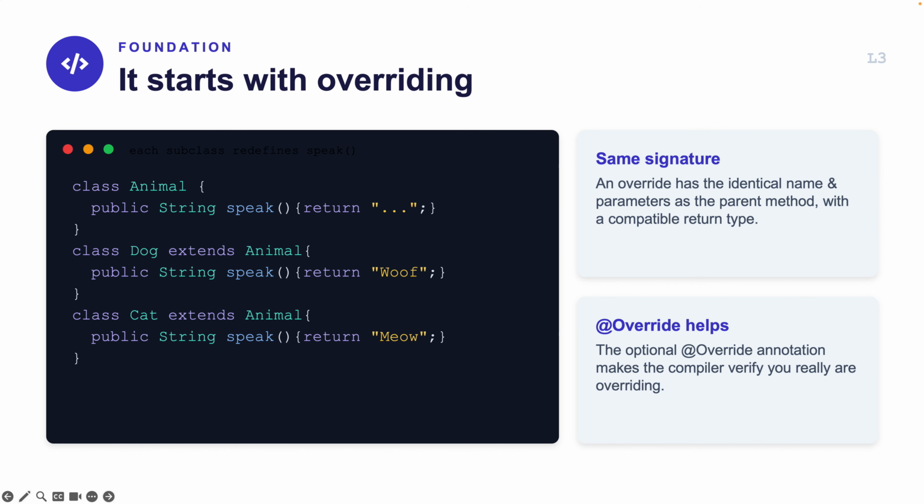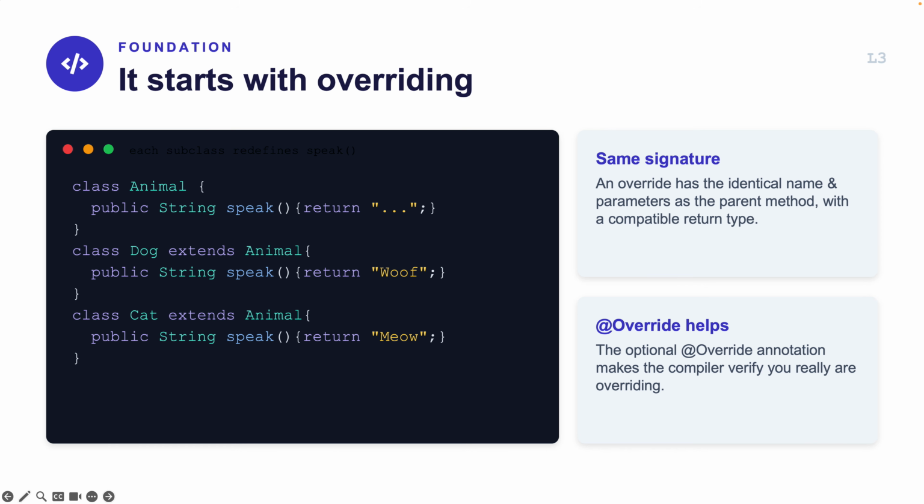Polymorphism doesn't happen by itself. It's built on method overriding. Overriding is when a subclass provides its own version of a method that the parent already declared, using the exact same signature, the same name and parameters. In the example, Animal defines speak and Dog overrides it to bark while Cat overrides it to meow. We mark these with the @Override annotation, which is optional but smart because it tells the compiler to verify you really are overriding something and catches typos.